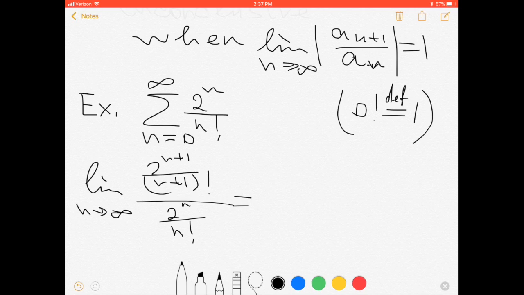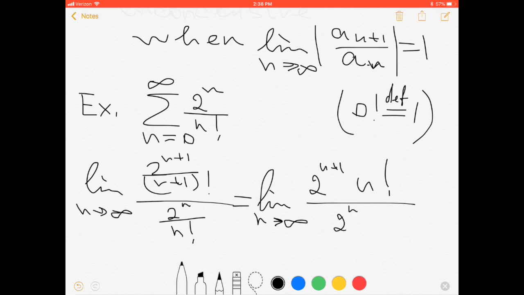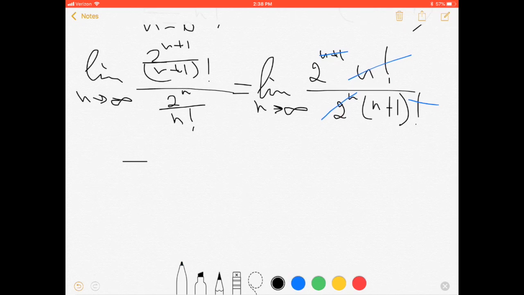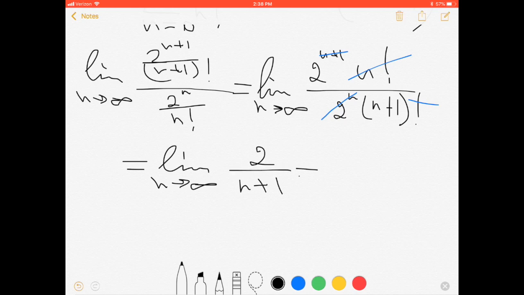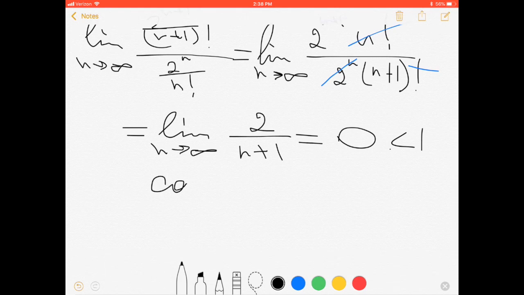Ratio test is very good test if you have some factorial in your series because you can easily simplify. Start simplifying, you have 2 to the n plus 1, n factorial over 2 to the n, n plus 1 factorial. This one cancelled, n factorial cancelled, here you have n plus 1. This means you have limit n approach to infinity 2 over n plus 1. What this means is 0. 0 is less than 1, and our series converges absolutely.